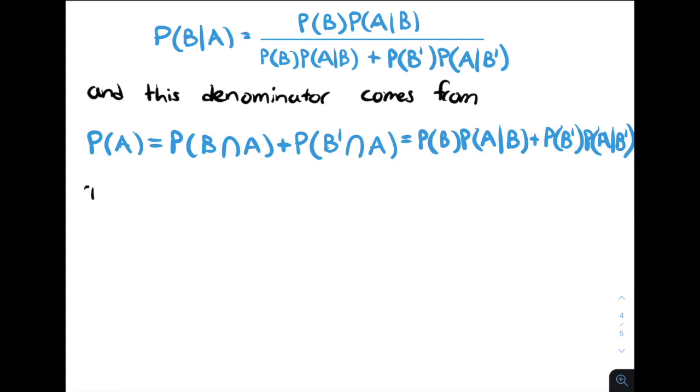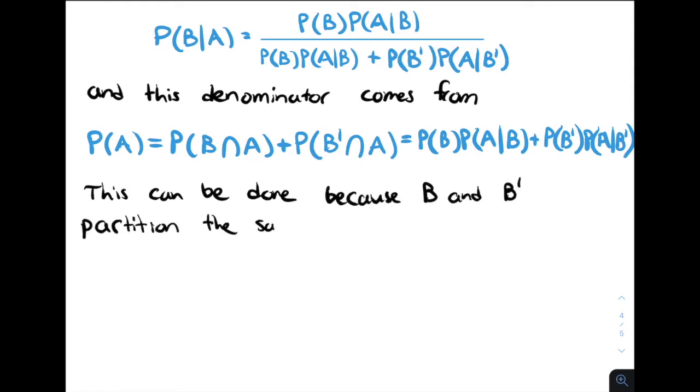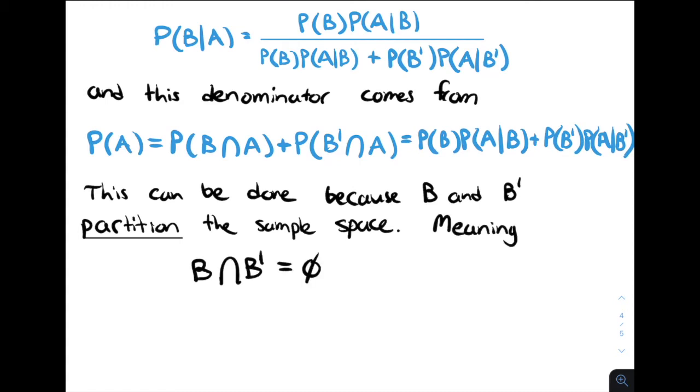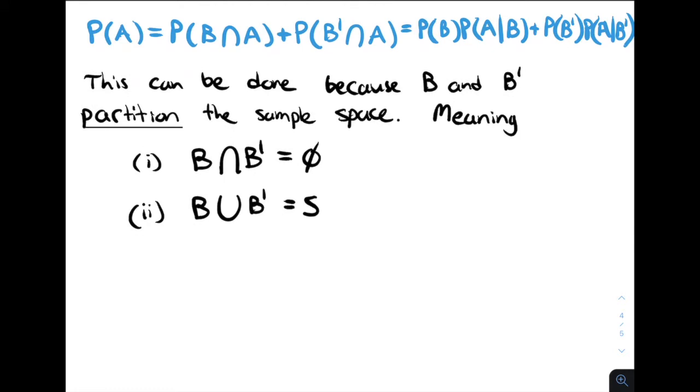This can be done because B and B complement partition the sample space, meaning that B and B complement have no overlap and that together they comprise the entire sample space. In the context of other problems, we can use different partitions of the sample space.